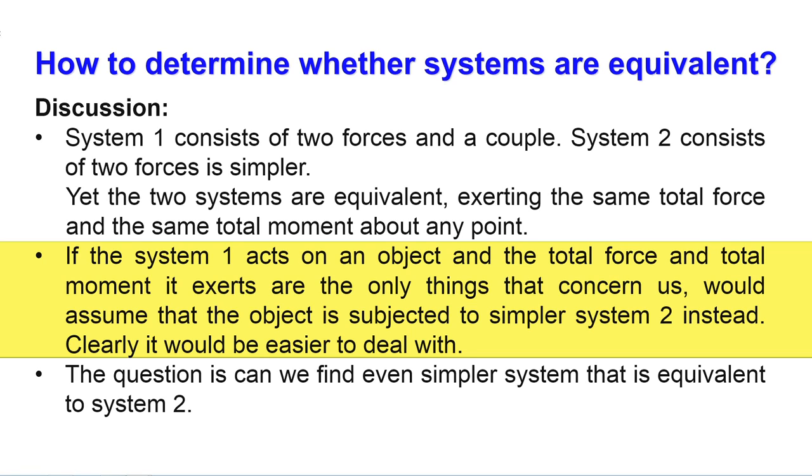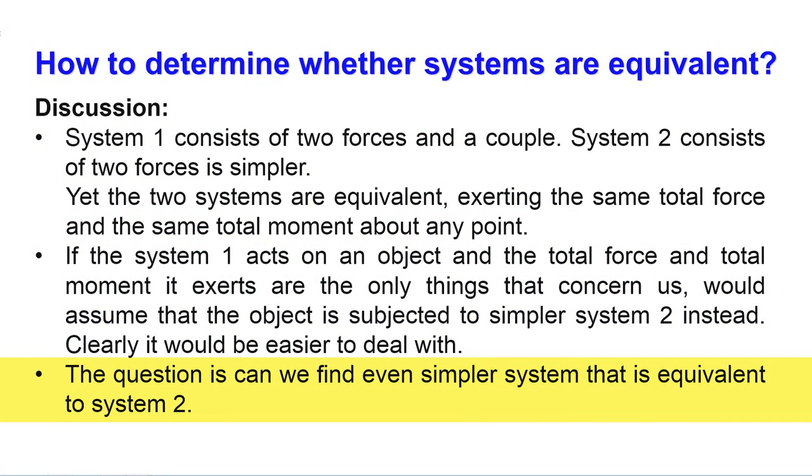So, we can find out. Now, the question is, system 2 is simpler than system 1, so whether we can find an even simpler equivalent system than system 2. That will come gradually.